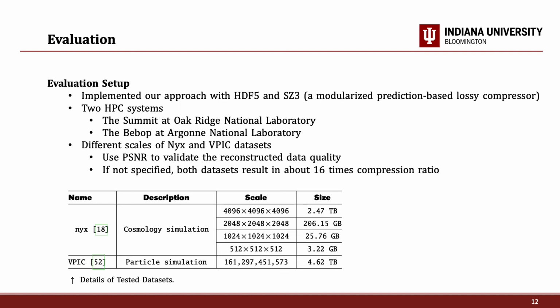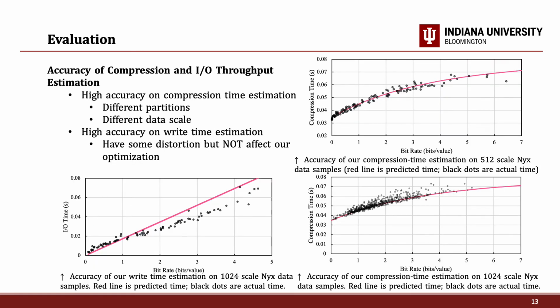And here is a chart that demonstrates the datasets that we use in our evaluation. You can see the largest dataset is 4.62 terabytes, which is very large for a single snapshot. So first is the accuracy of compression and I/O throughput estimation. So on the right-hand side, these two figures are the compression throughput estimation on two different scales of NYX simulation datasets. And the red lines are the estimation and the black dots are the actual data points.